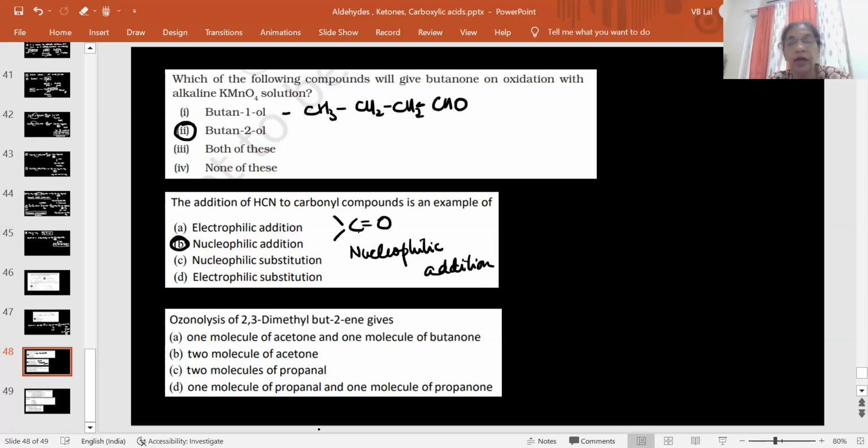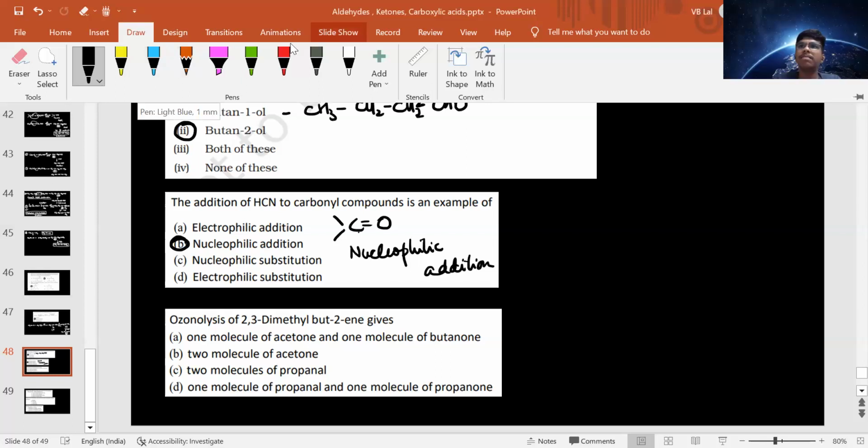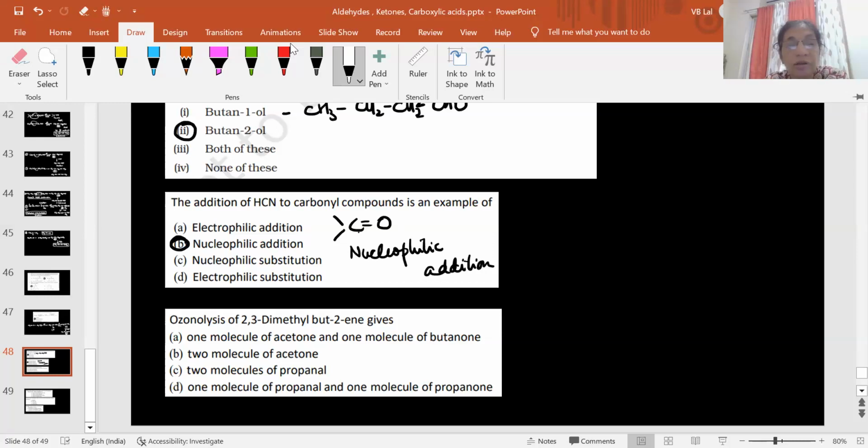Ozonolysis of 2,3-dimethyl-2-butene. Somebody came and went. Who was that? I couldn't see. Okay, so ozonolysis. Now, Hariharan, you answer. Ozonolysis of which one? I'm doing, ma'am. Okay. Do it.